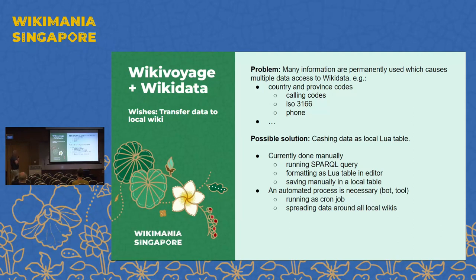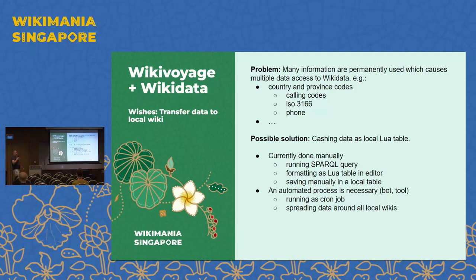So the next problem is we have a lot of information that we use regularly. If you use a module several times, you access the internet several times. There is a lot of information that is needed all the time in one article, like calling codes, ISO codes, and phone area codes. At the moment we make a SPARQL request, then we copy it to an editor, format it as a Lua table, and then save the Lua table in our local wiki, so we have easier access to this information.